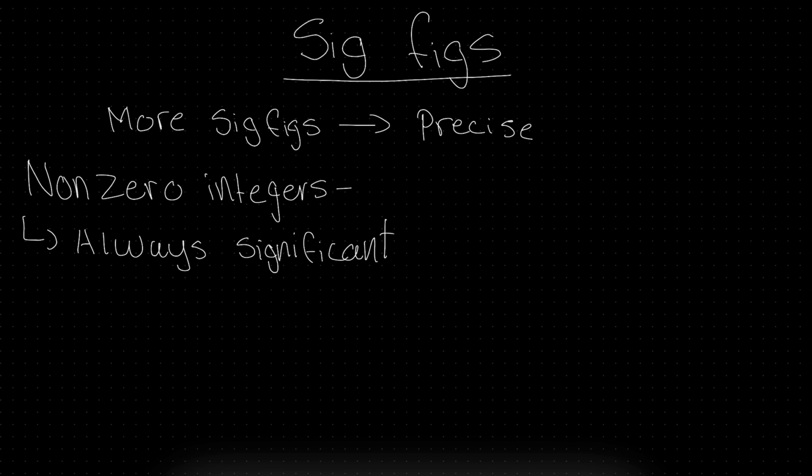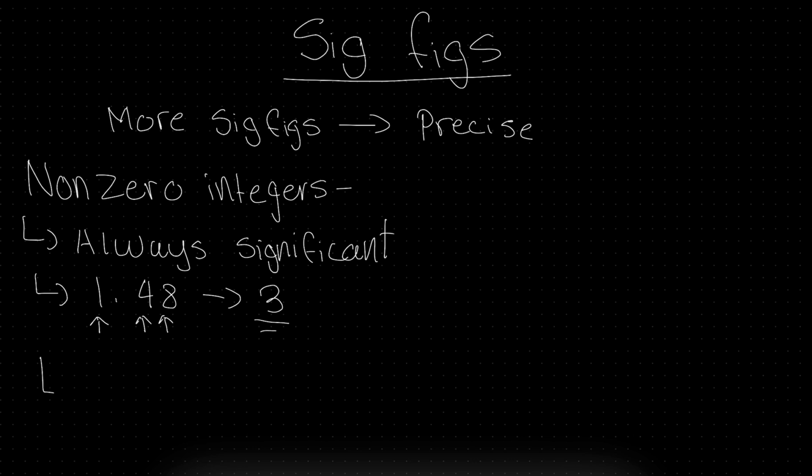For example, the number 1.48 has 3 significant figures. Why? Because 1 is not a 0, 4 is not a 0, and 8 is not a 0. Therefore, they all count as significant figures, and there are 3 non-zero integers, meaning there are 3 significant figures.